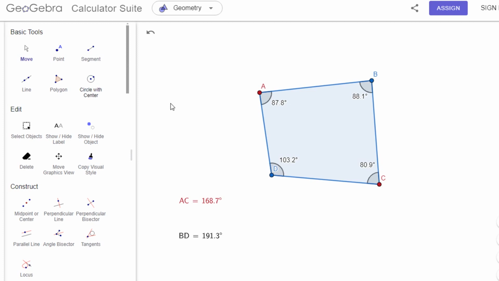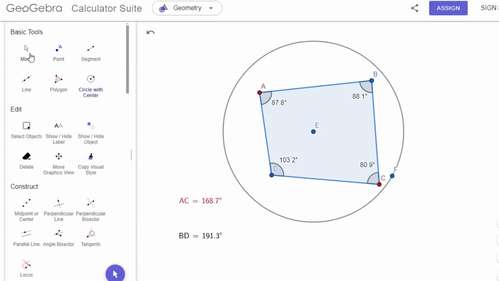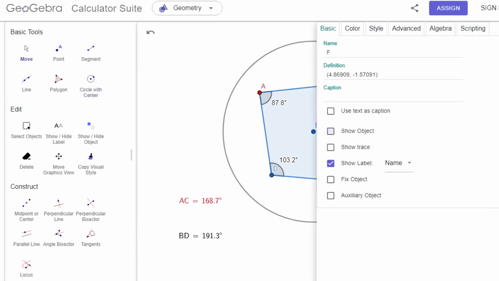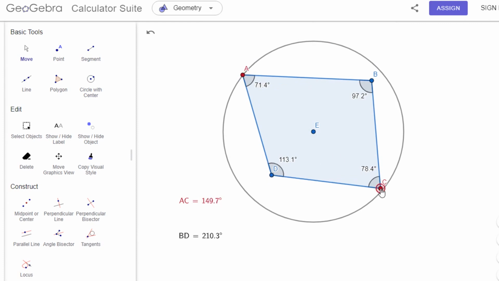So let us add our circle right here. Okay, now that we have added our circle, let me just get rid of this real quick. Let us make our vertices touch the circle like so, and you see the magic begin to unfold here. Just watch and see what will happen.